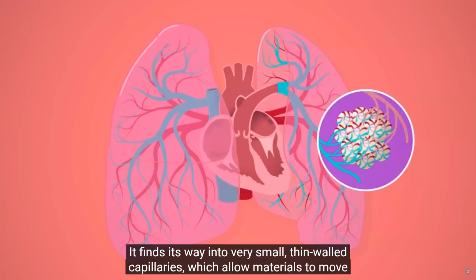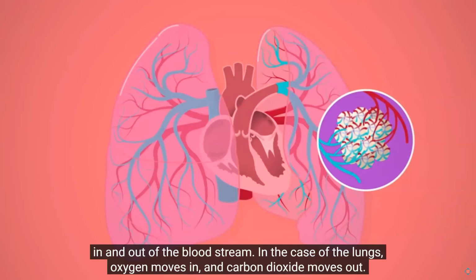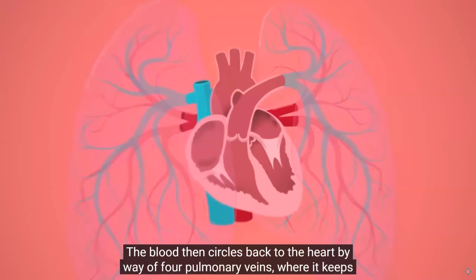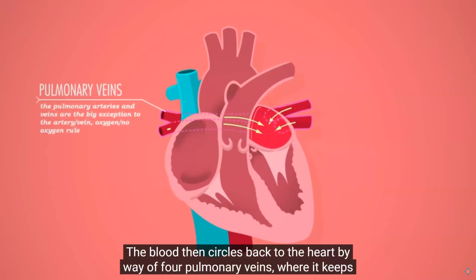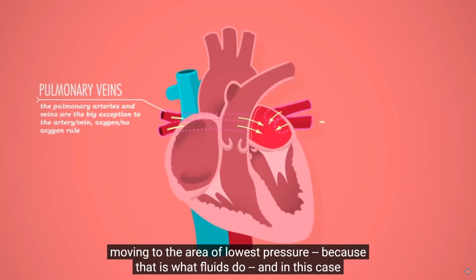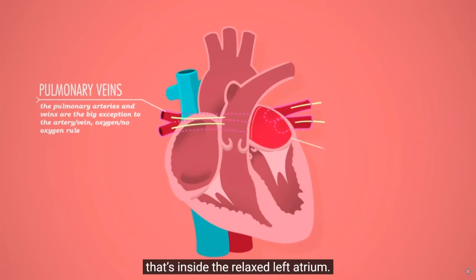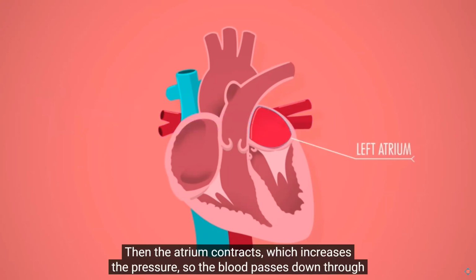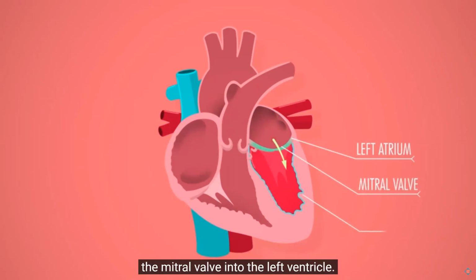It finds its way into very small, thin-walled capillaries, which allow materials to move in and out of the bloodstream. In the case of the lungs, oxygen moves in and carbon dioxide moves out. The blood then circles back to the heart by way of four pulmonary veins, where it keeps moving to the area of lowest pressure, because that is what fluids do, and in this case, that's the inside of the relaxed left atrium.